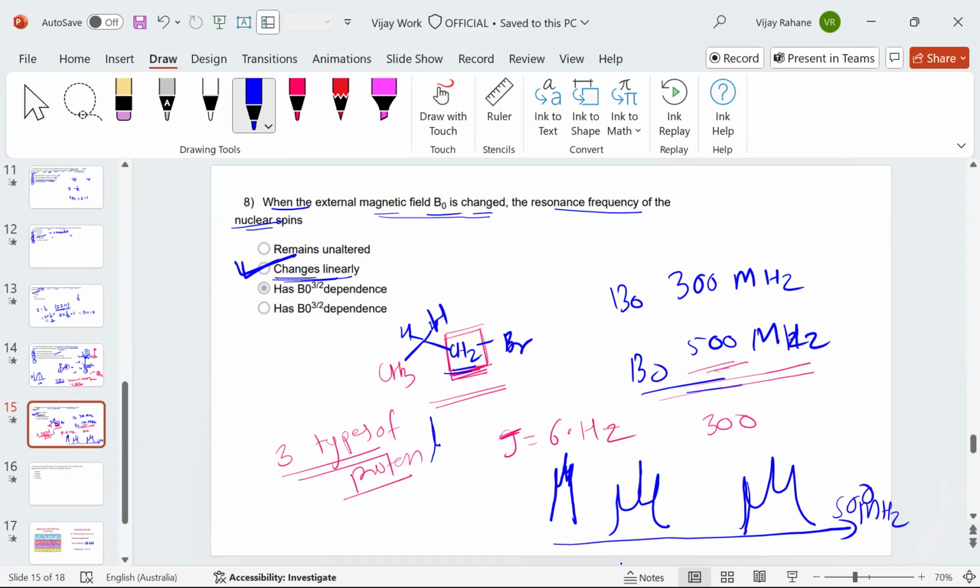Okay, let's say I understand 500, and this may be 300, 400. So that's the reason we prefer the 500 or 700 megahertz in an NMR instrument over the 300 megahertz.